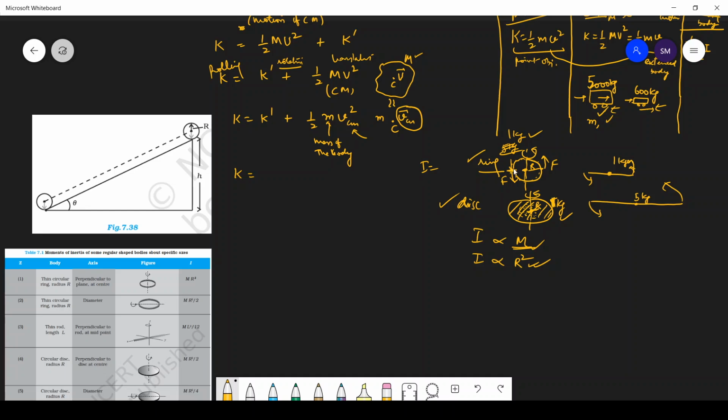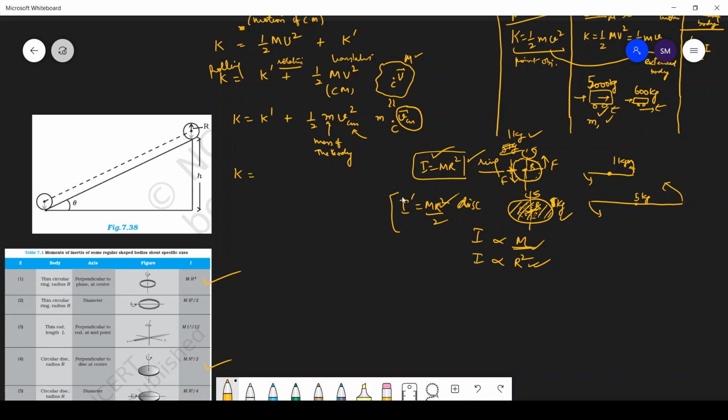I'm not deriving the formula here, it was just a discussion to get you familiar with the moment of inertia. The moment of inertia of the ring is mr squared, which is given in table 7.1. For the disk it will be half of the moment of inertia of the ring. In the case of the ring it is mr squared, and in the case of the disk it is mr squared by 2, because in the disk the mass is spread near to the axis of rotation.